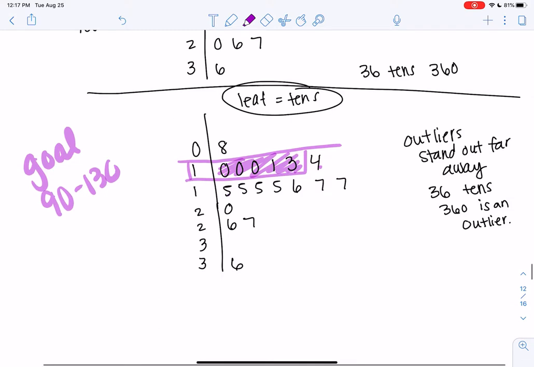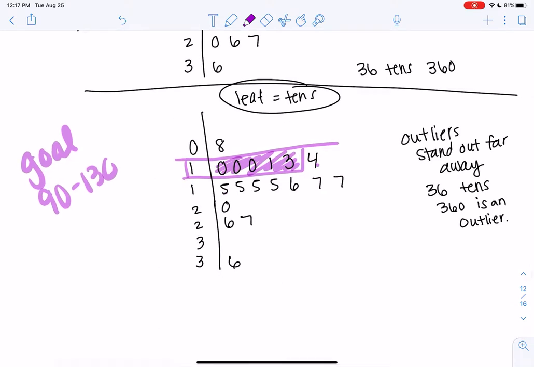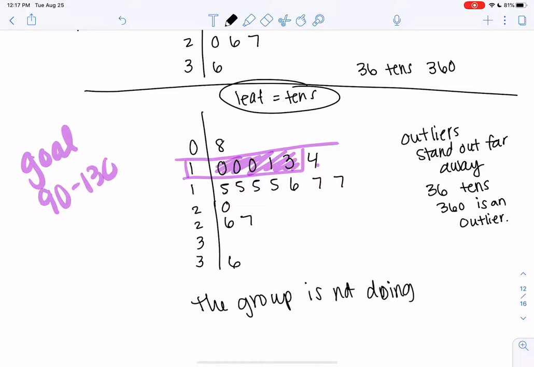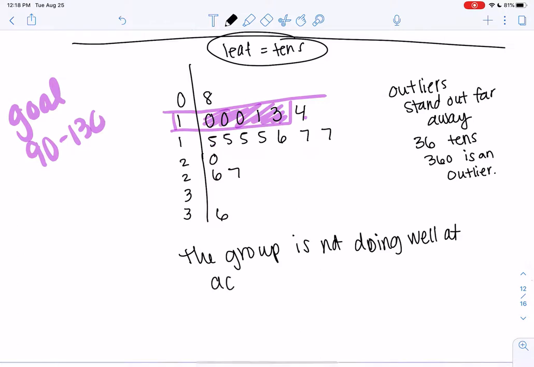So it looks like this group actually isn't doing that good at achieving the goal. So I would say no, or actually it wasn't a yes or no question. The group is not doing well at achieving the goal. Let's see, there's only 1, 2, 3, 4, 5 people out of, I think there was, what, 18 total? Only 5 out of 18 are achieving the goal.